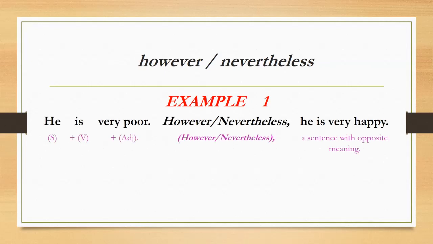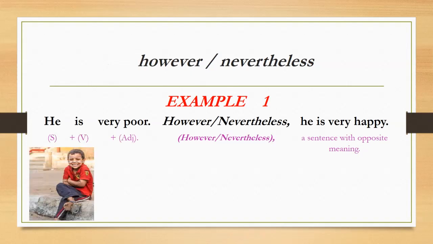Example 1. He is the subject, is a verb. Very poor is an adjective. He is very happy is a sentence with opposite meaning. He is very poor, full stop. However or nevertheless, comma, he is very happy.